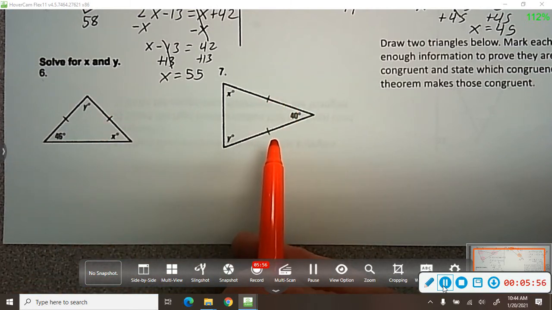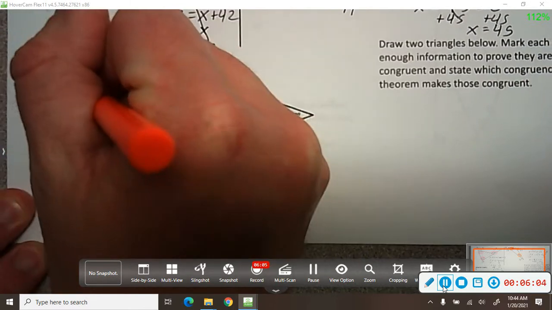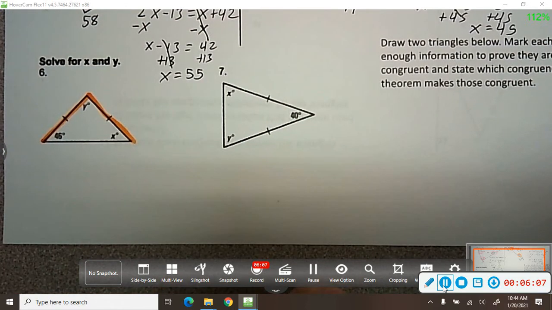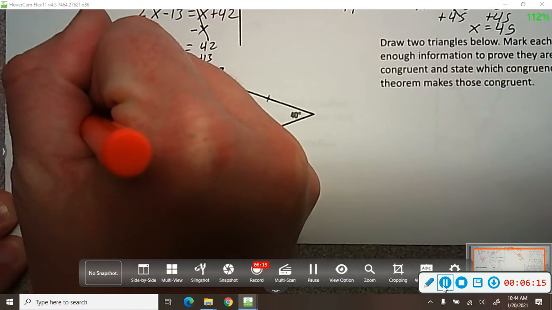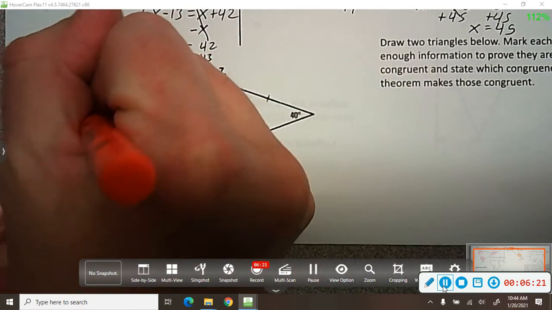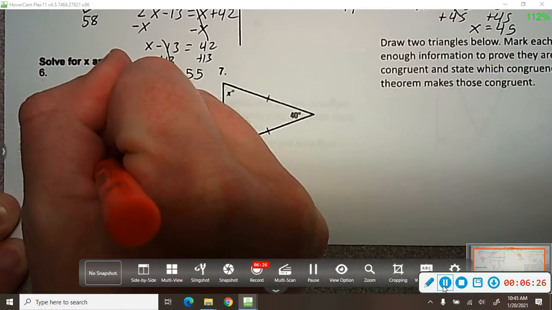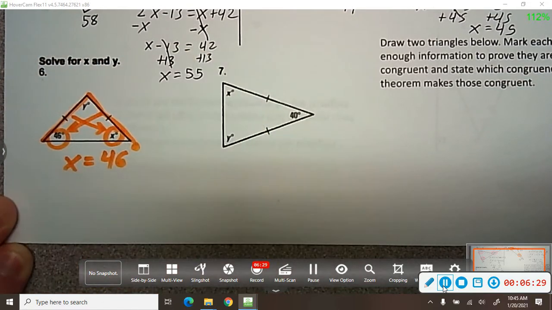That makes it isosceles. Now, what's special about an isosceles triangle is that whatever sides are congruent, so this side is congruent to this side, that means that the angles opposite the sides congruent are also congruent. So what that means is that x, and we call these base angles, x equals 46. Okay, so in isosceles you will always have two angles that are the same.